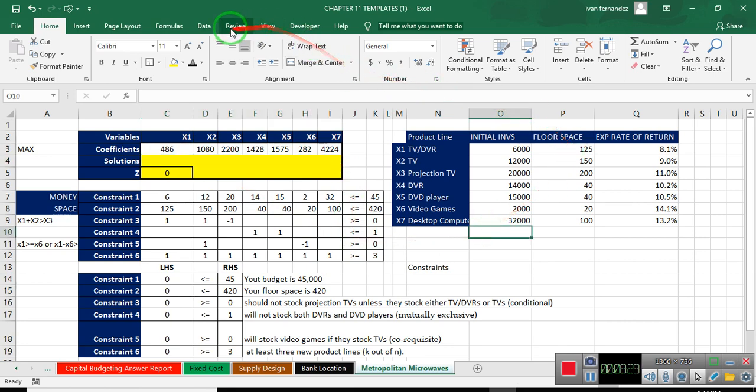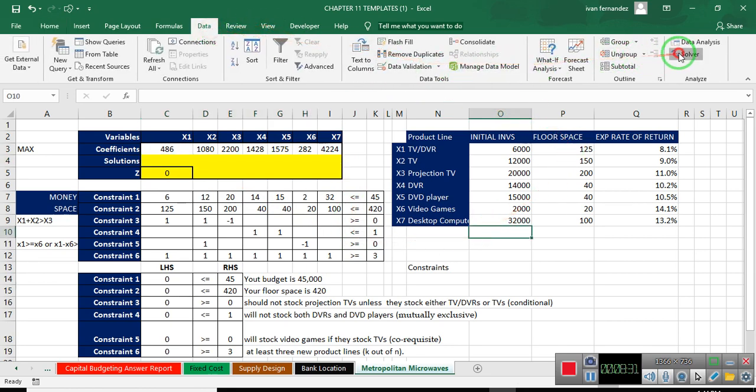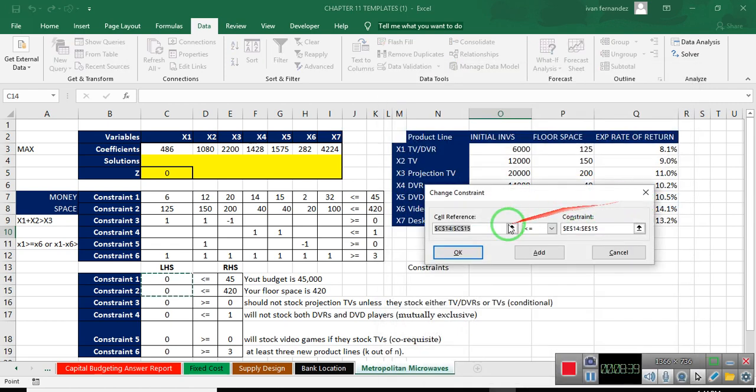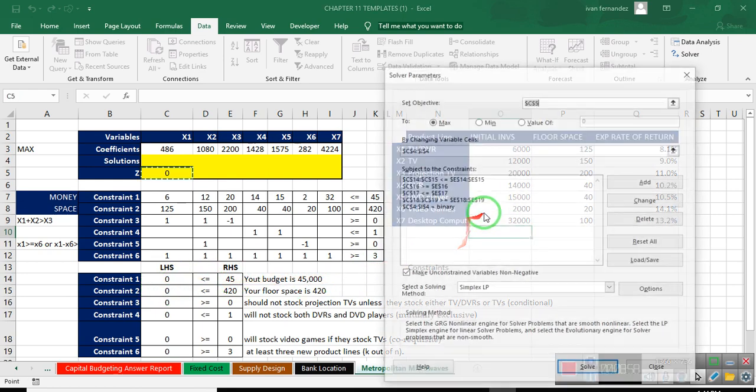So now we're going to go to Solver. And we enter all of our constraints. So this one is for C14, C15, which is this right here, less or equal to, what am I having? I'm sorry, not that one, this one out here, C14, these two, less or equal to these two, okay, that's fine.